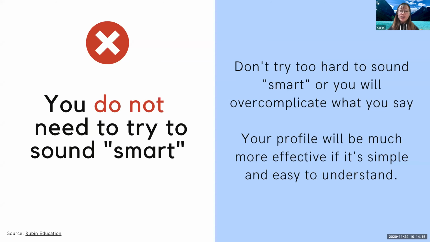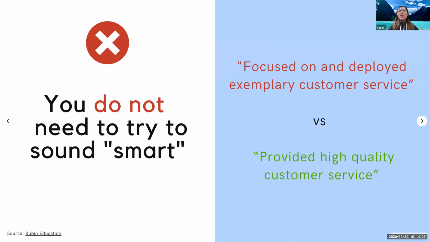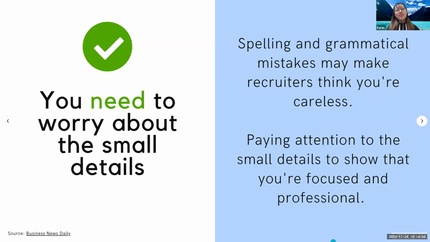Your career profile should be a quick, concise overview of your experiences and skills. And we don't want to overcomplicate things for recruiters or hiring managers who are reading it. So for example, rather than saying focused on and deployed exemplary customer service, you can simply say provided high quality customer service, because it means the same thing and it is much easier for a reader to digest. By keeping your career profile clean and simple, you'll show that you're a clear and concise communicator, which is key.